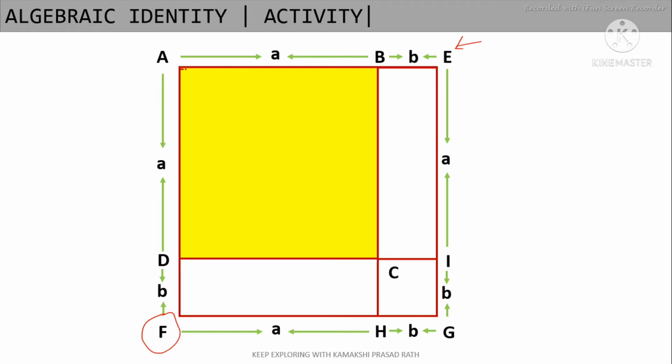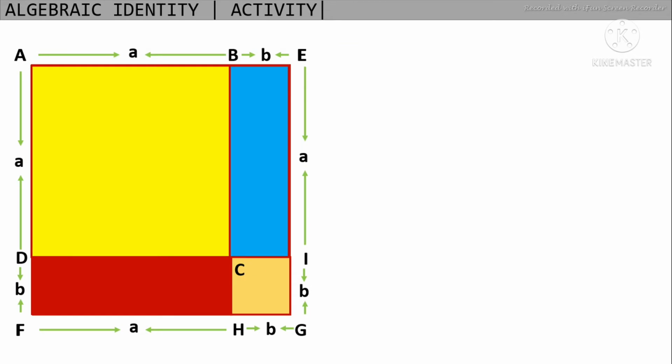Now, as you can see here, we get a figure like this. The square AEGF has been divided into 4 shapes now. There are 2 squares and 2 rectangles.